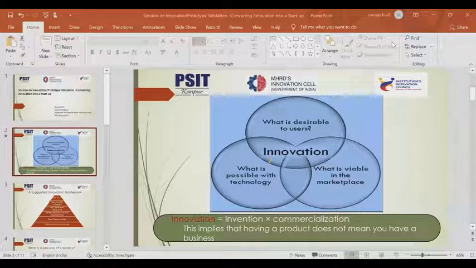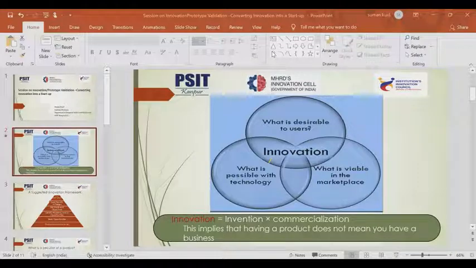Okay, so that is all about the innovation. There's another definition: innovation is invention plus commercialization. So this implies that having a product does not mean you have a business. Suppose we have an invention and you are not commercializing it, then we cannot call it an innovation. So when we have an innovation, we have to put that product into the market as well.